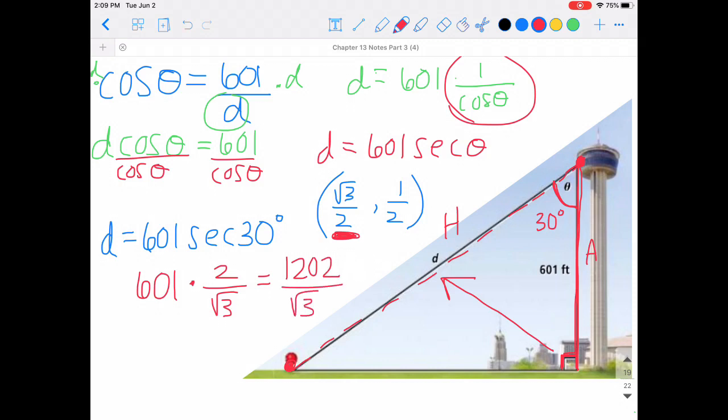We're not done though. We have to rationalize. We can't stop with a radical in our denominator. So to rationalize, we multiply by radical 3 over radical 3. And our final answer is going to be 1,202 radical 3 over 3. But don't forget, we're given units. Our distance is in feet. So the distance from our diner to the object that they are looking at on the ground is 1,202 radical 3 over 3 feet.